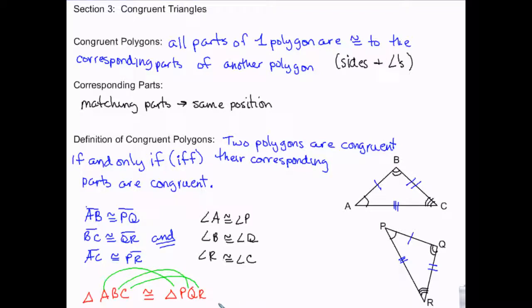They have to go in the same order. If you write them in the wrong order, it's a false statement. So I can't say something like A, B, C is congruent to R, Q, P, because they're not in the right order. So you can't do this. They have to be in the same order. That's really important.